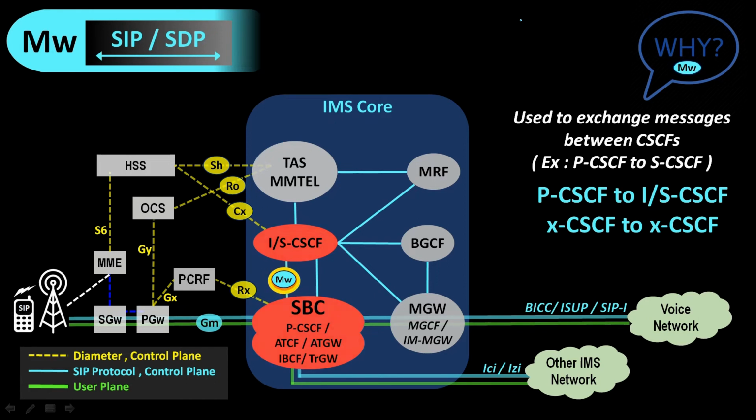Then is the Mw interface. This is a typical connectivity between a CSCF and another CSCF. In practical scenarios, it could be a connectivity between the P-CSCF and S-CSCF. The Mw interface is used to connect a CSCF node to another CSCF node in the IMS network. Typically the SBC hosts the P-CSCF, which gets connected to the I or S-CSCF via Mw. Mw uses the SIP and SDP protocols for enabling these connectivities.